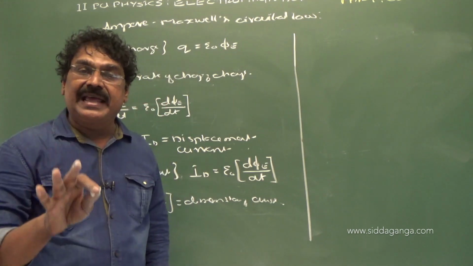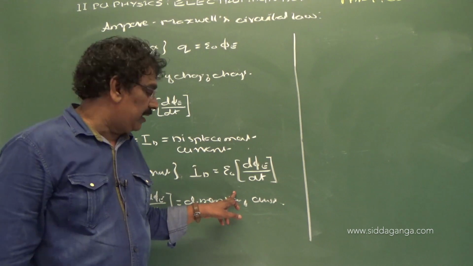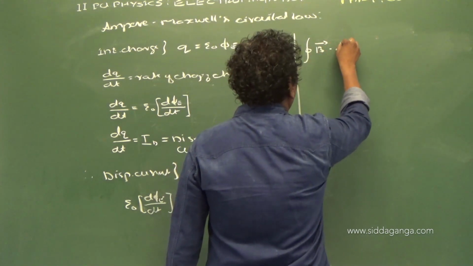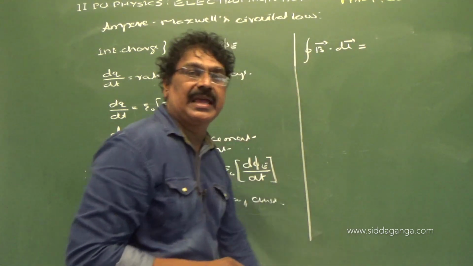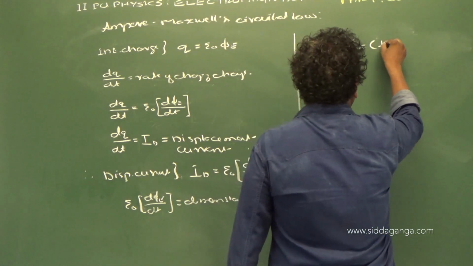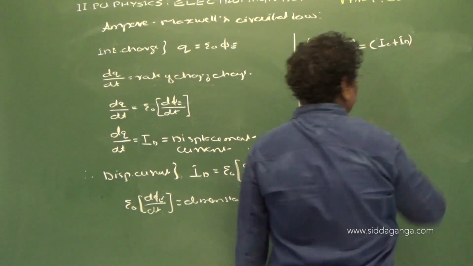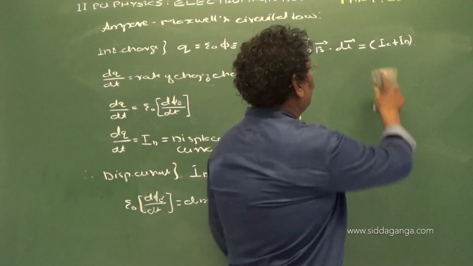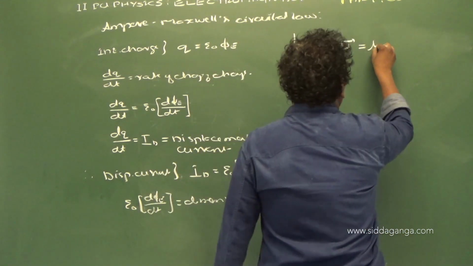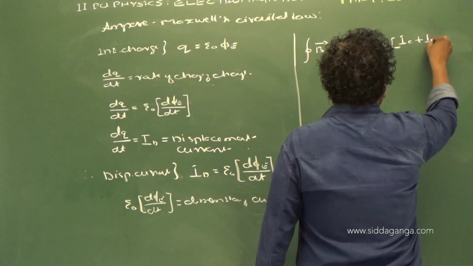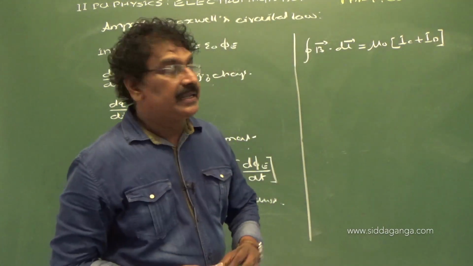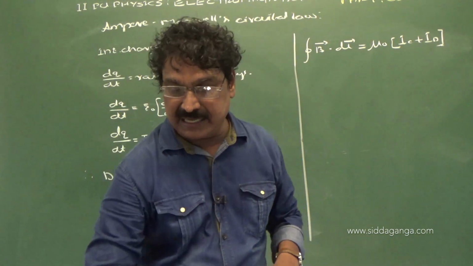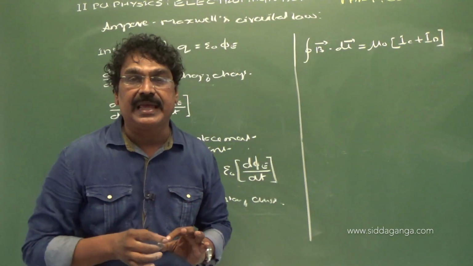Now, Maxwell has applied a correction to this law. According to Maxwell, Ampere's circuital law can be written as the line integral of B dot dl is equal to the sum of conduction current and displacement current, IC plus ID, into mu naught. This is the missing term in Ampere's circuital law that made it logically inconsistent.